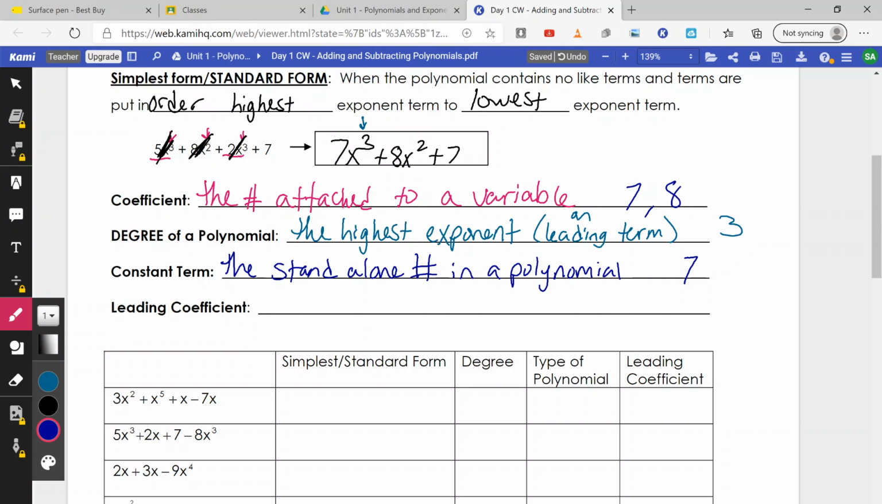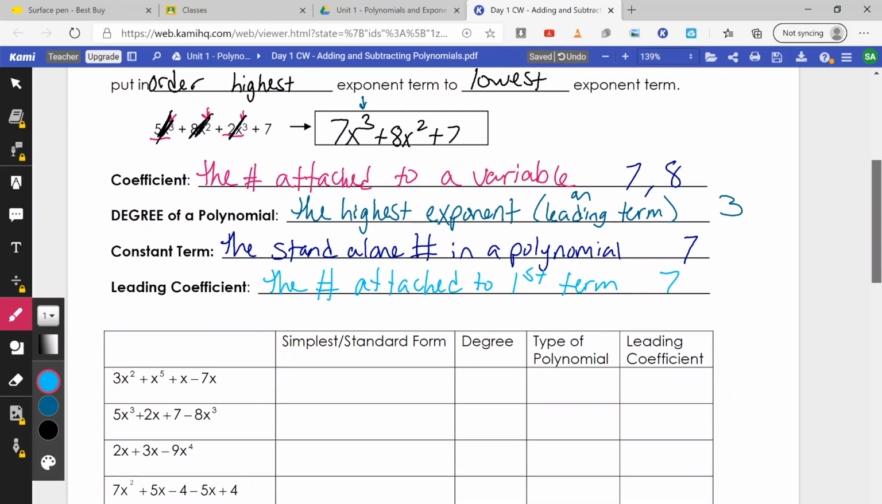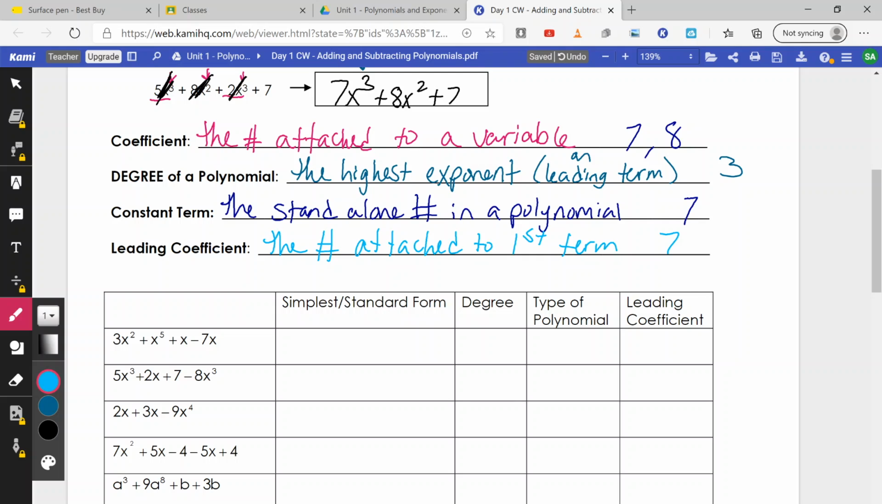And then the leading coefficient, we already said a coefficient is the number attached to a variable. So the leading coefficient is going to be the number attached to the first term. So first term up here is 7x cubed. So the coefficient on that, again, is also 7. So those are the few vocabulary words that we need to deal with, especially with these examples.